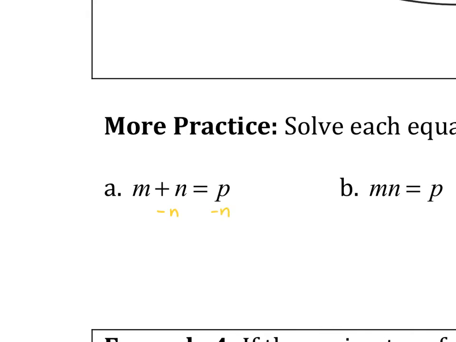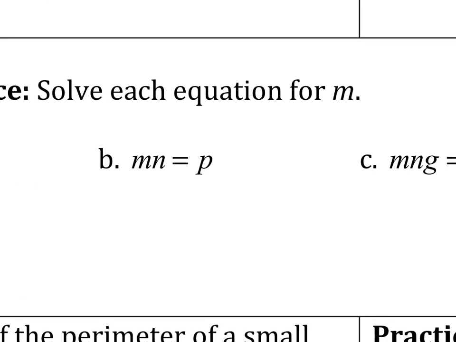On part A, all we simply need to do to get M by itself is to subtract N from both sides. Don't be afraid. We just write what we see. They don't combine any further, but M equals P minus N. Well done on that one.